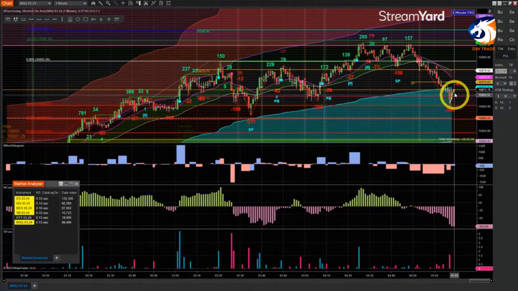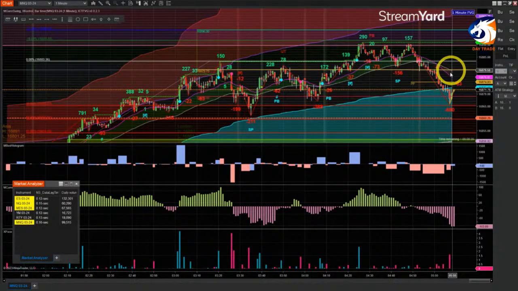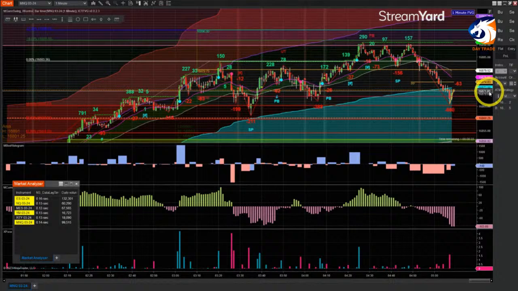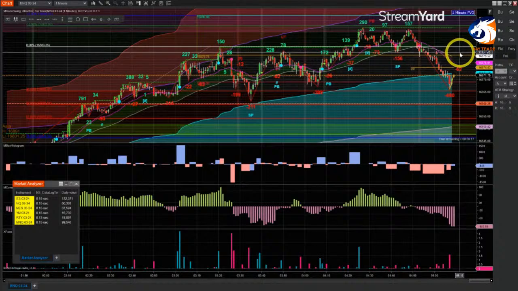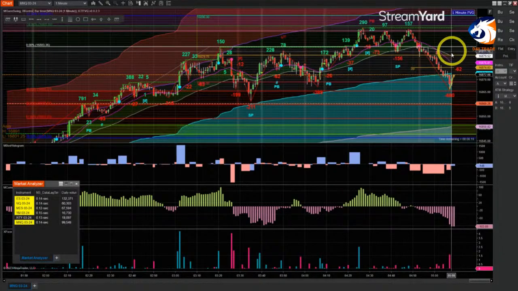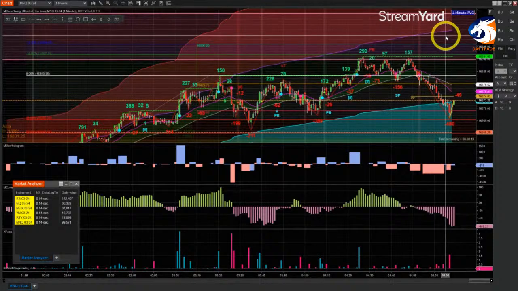Again, here's the pullback I was looking for. It just happened late. Now I don't know if it's going to go all the way back up here somewhere. Now it depends on whether this bar or candle closes above the 50, it closes, not just the wick, closes above the 50 MA. Then we're looking at maybe testing the +2 deviation again.